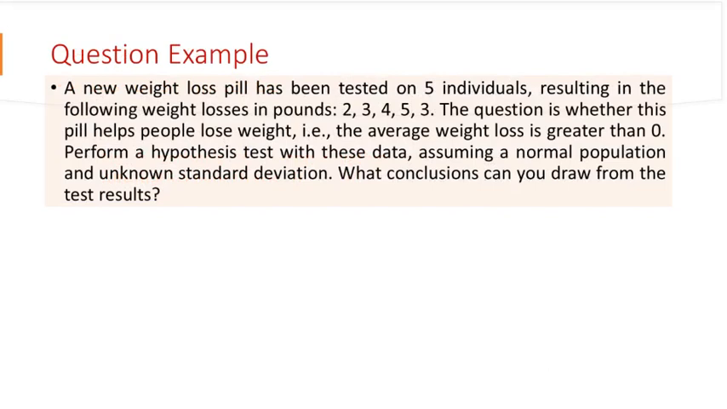During the exam, you may find this question. A new weight loss pill has been tested on 5 individuals, resulting in the following weight losses in pounds: 2, 3, 4, 5, 3. The question is whether this pill helps people lose weight, i.e., the average weight loss is greater than 0. Perform a hypothesis test with these data, assuming a normal population and unknown standard deviation. What conclusions can you draw from the test results?